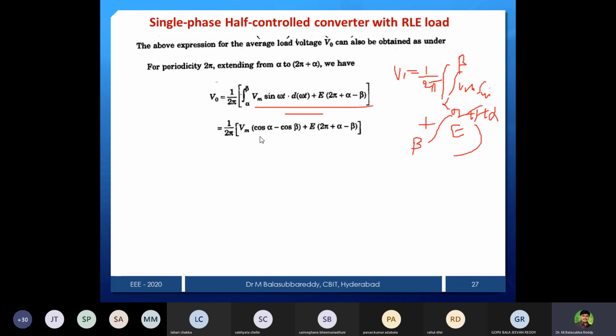Final expression is 1 by 2 pi, Vm into cos alpha minus cos beta, plus Eb into 2 pi plus alpha minus beta. So here you can see that instead of directly specifying that, if you want, you can use beta as the starting point and 2 pi plus alpha as the interval. Only you can use E into d omega t. That's all. If you do that, we will get this expression. So this is the voltage expression with the back EMF.